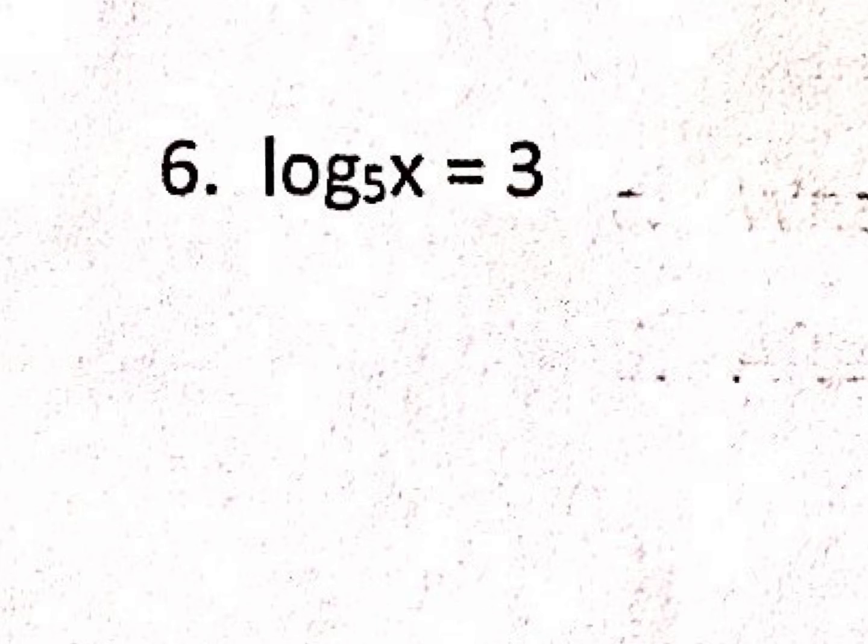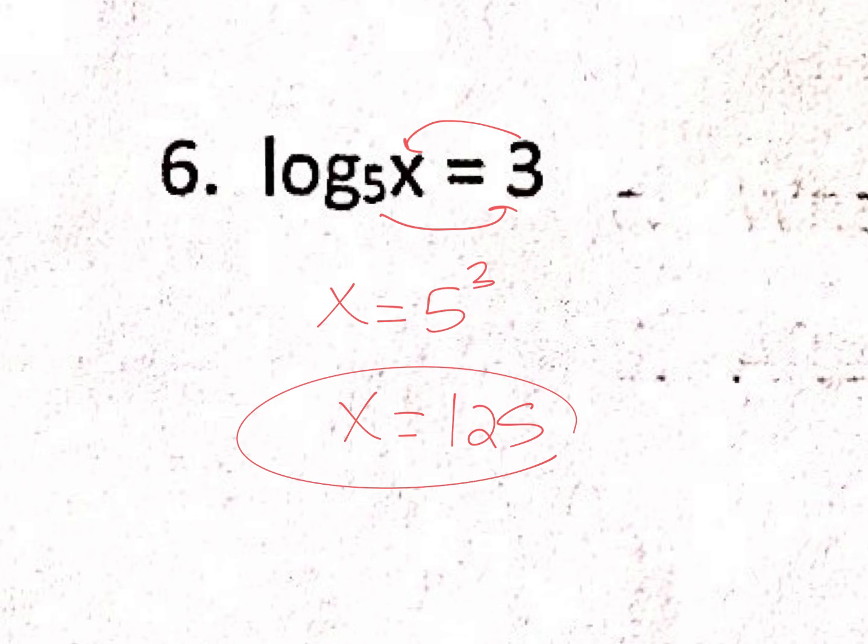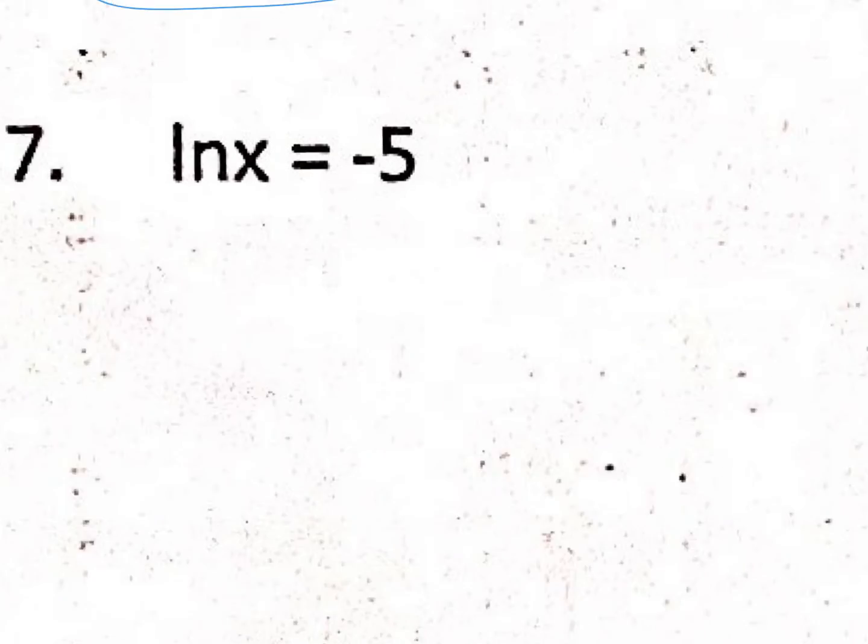Let's go to 6. On 6, if you see a log, one log, you do the 5 to that power equals that. That's the pattern. So I'm going to say that x equals 5 to the third power, which is really 125. X is 125.